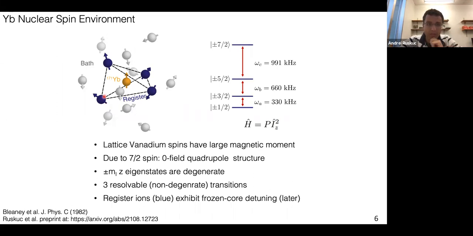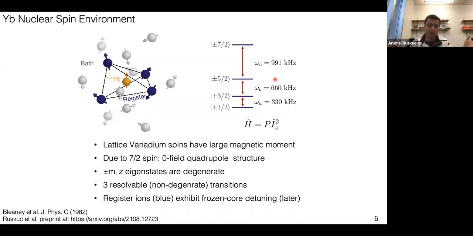We're going to be working with these 4 specific vanadium ions to form our register, and the reason for this is twofold. First, because of their position within the crystal lattice, we can use the ytterbium to drive these magnetic dipole transitions between the energy levels. Also, due to their proximity to the ytterbium atom, they experience a frozen core type detuning, where they experience a slight frequency shift of these transitions relative to the other vanadium spins. I'll show some experimental results later which demonstrate this.